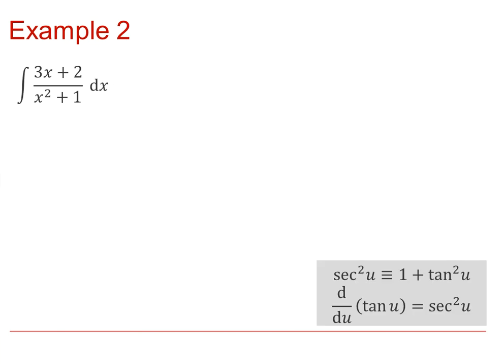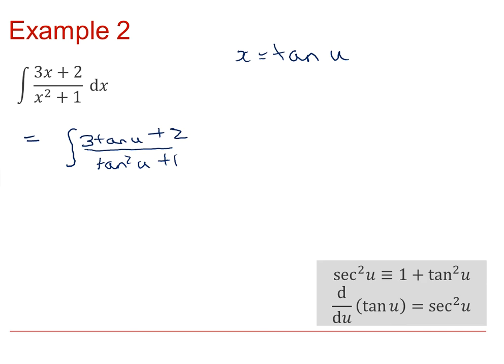In this second example, using the substitution x equals tan u is not the only method. But let's try it here. So, this would give us 3 tan u plus 2 all over tan squared u plus 1. And then we'd also have that sec squared u du. No limits to worry about here.